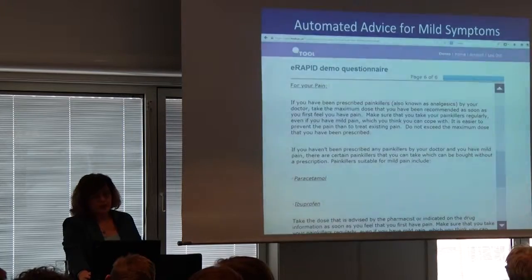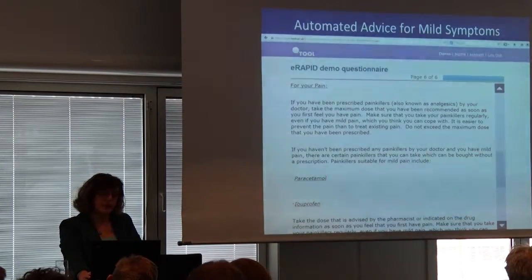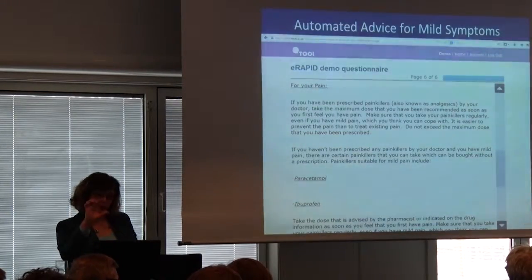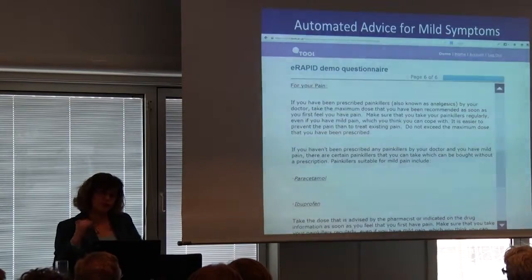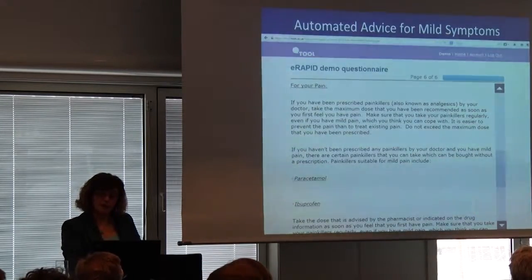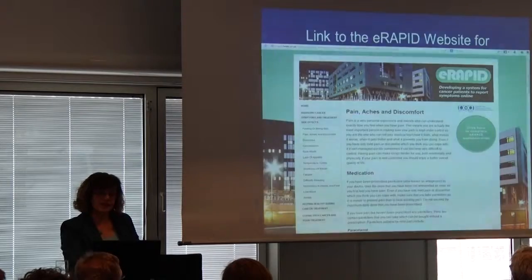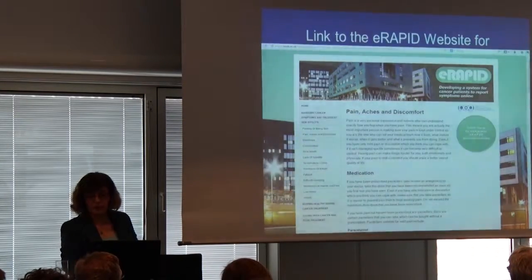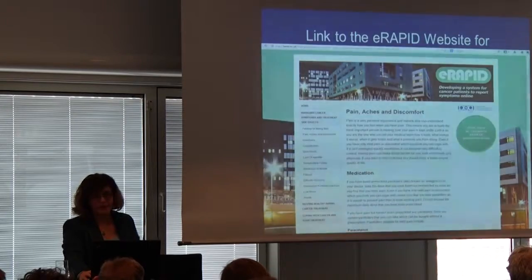This is an example. If they have mild pain, the algorithm behind will provide some advice on how to manage that pain. And also, the advice is quite brief because we were limited by the amount of text we can put in. But then it provides links to the website where patients can read a little bit more about the specific problem and how they can manage this. So basically, this is what the system is.